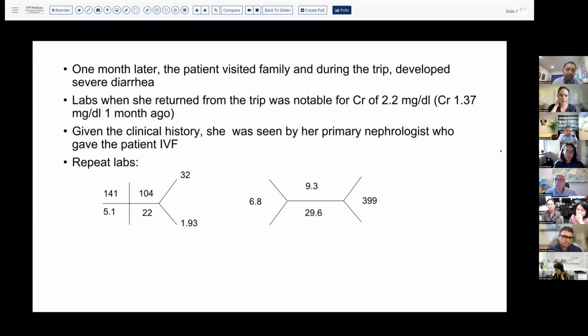Given the history of this diarrhea and her being very sick, she saw her primary nephrologist, who decided to give her some IV fluids and repeat labs after that. So the repeat labs after she got the IV fluids about a week later showed a creatinine that was still a little bit elevated at about 1.93. And with that, we just thought that maybe volume contraction is not what is going on. So we wanted to do a little bit further investigation. Next slide, please.